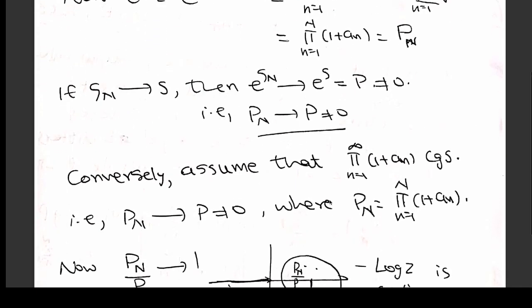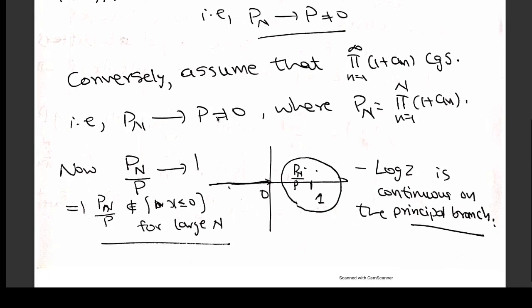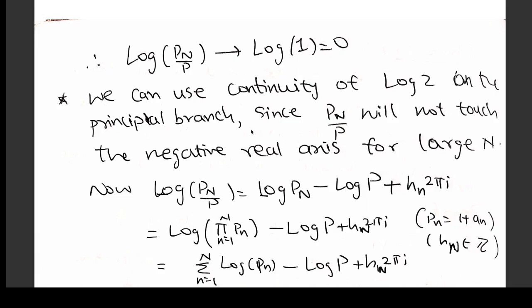Now for the converse part, you assume that the product converges, that is, Pn converges to P, which is non-zero. Here Pn is the nth partial product. Now Pn by P converges to 1, which means it lies in a disk around 1. Therefore it comes into the principal branch of the logarithm, so you can apply the continuity of the principal logarithm. Then by continuity, log of Pn by P converges to log 1, which is 0.